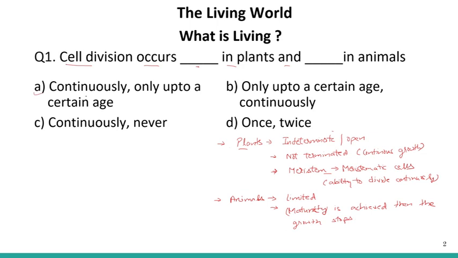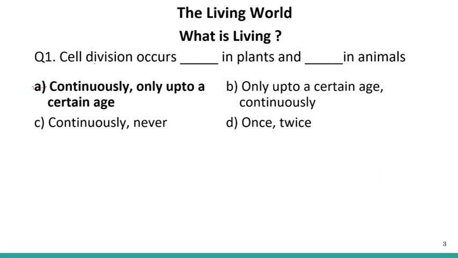First option is continuously, cell division occurs continuously. Second is only up to a certain age. Second option is only up to a certain age here and then continuously here, which is not correct, because in plants growth takes place continuously. Third option is continuously and never, so this is also not correct. Fourth option is once and twice. This is absolutely not correct. So what should be the correct answer? Correct answer is continuously. Cell division occurs continuously in plants.